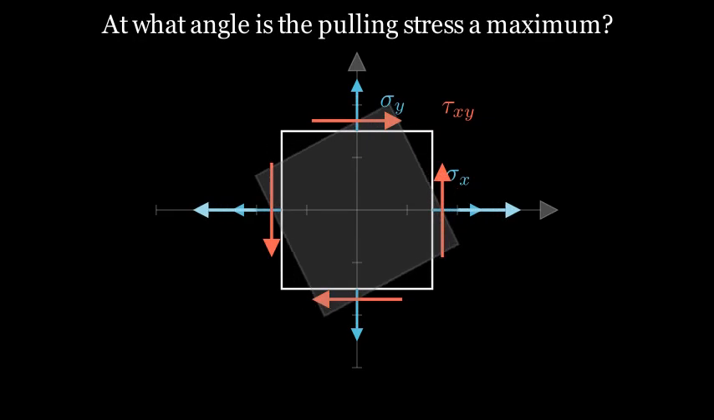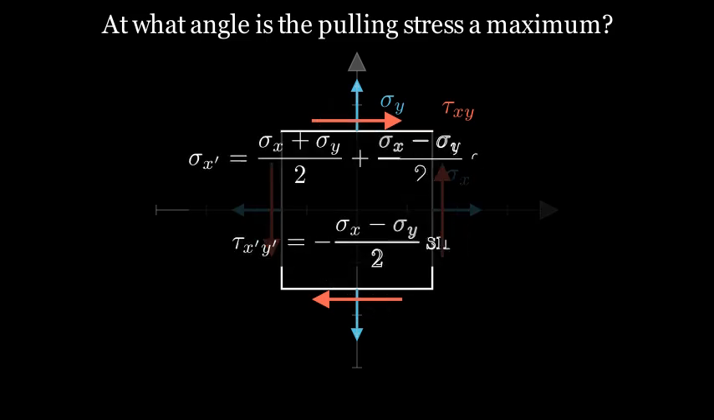If we cut our tiny element at a different angle, the stresses on those new faces will be different. Notice how the pulling and sliding forces change as we rotate our perspective. This raises a critical question for any engineer. At what angle is the material being pulled apart the most? That's the angle where failure, like a crack, is most likely to begin. To answer this, we don't have to guess.